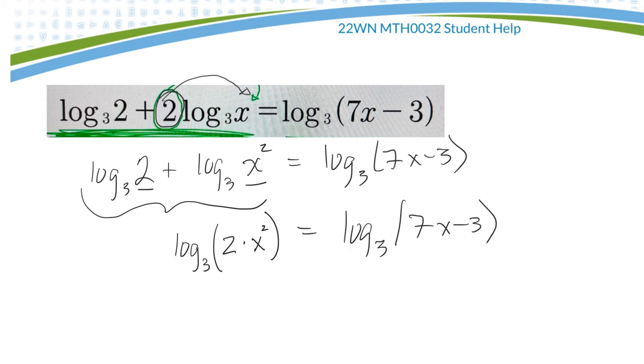And now I can use the property of logarithmic equality because I'm taking the log of something equal to the log of something. Those two somethings have to be the same. So I can basically drop the logs. So I have 2x squared equals 7x minus 3.